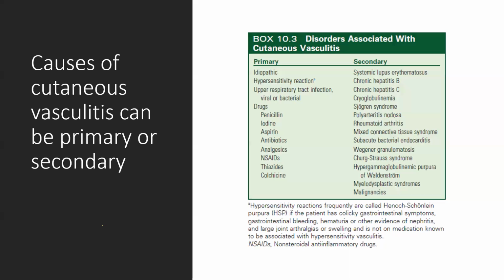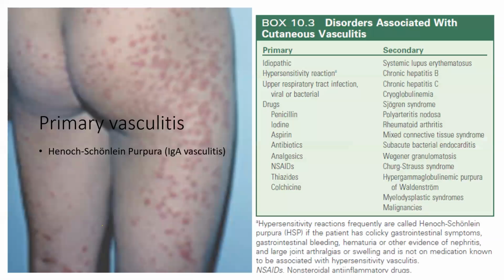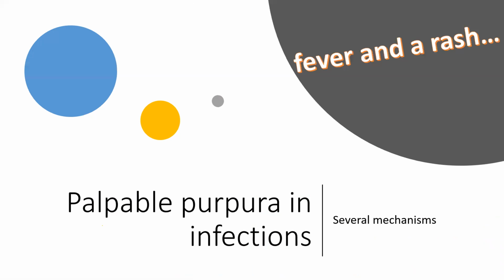Causes of cutaneous vasculitis can be primary or secondary. The prototype for primary cutaneous vasculitis is perhaps Henoch-Schönlein purpura or IgA vasculitis, whereas the secondary cutaneous vasculitides are usually related to rheumatological disorders.